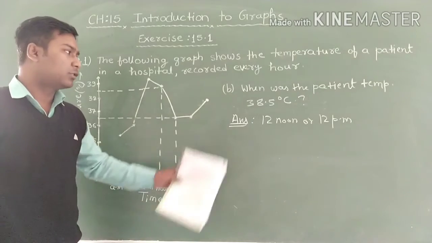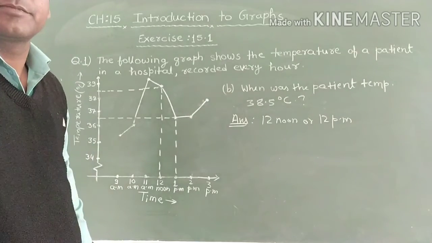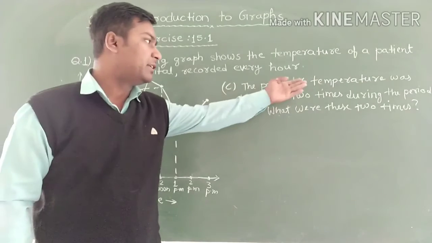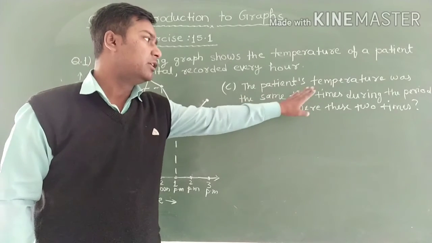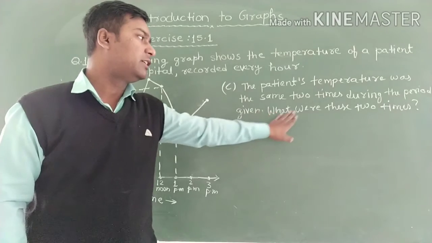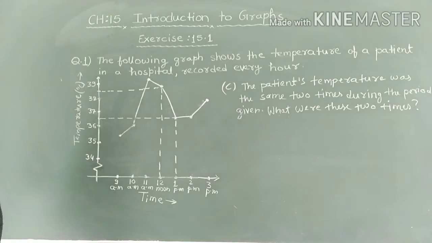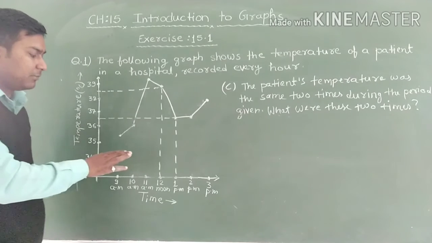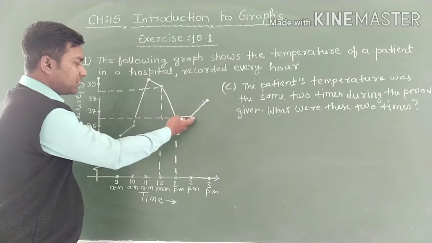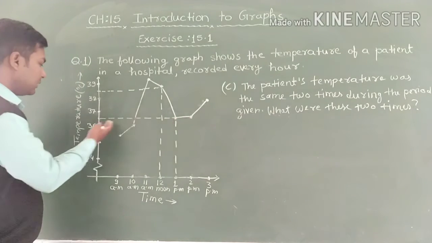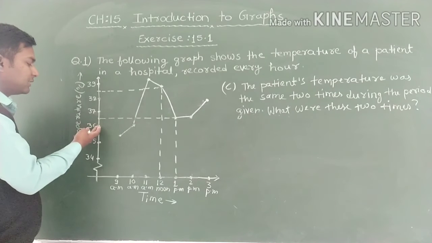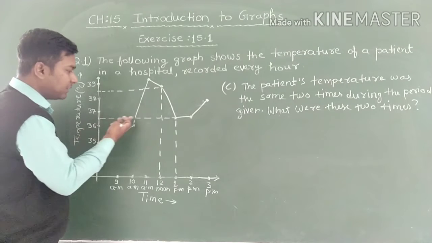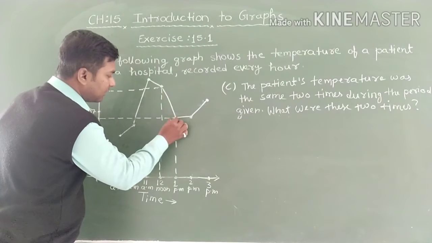Now next one, question number C. The patient's temperature was the same 2 times during the period given. What were these 2 times? Okay. So the patient's temperature is the same at 2 times. So what was the time? So these 2 temperatures are the same. So this is 36.5, in between 36 and 37. This is 36.5 degrees Celsius.